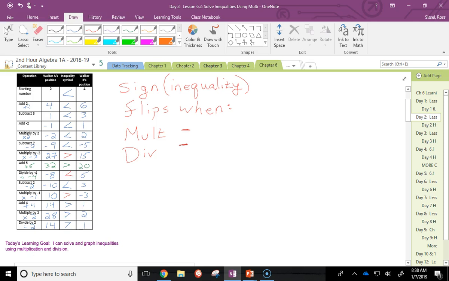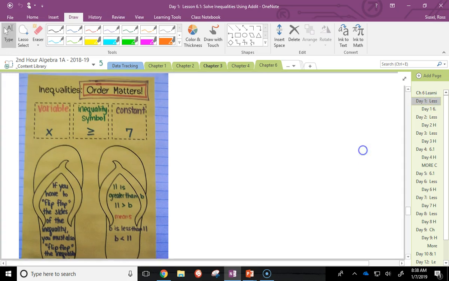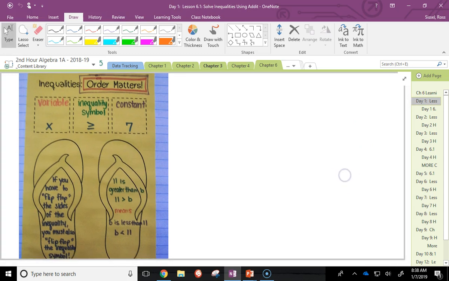Okay, I am going to pass out by the end of class, and I'll show you where you can look at it. If you go to yesterday's assignment, you don't have to do this now, but if you go in your OneNote to yesterday's assignment, you see this part that says inequality, order matters. Okay, I'm going to let you fill out this foldable on your own time, and we'll glue it in our notebook. I'll have my notebook up. I'll show how it should look in your notebook to study and important information.